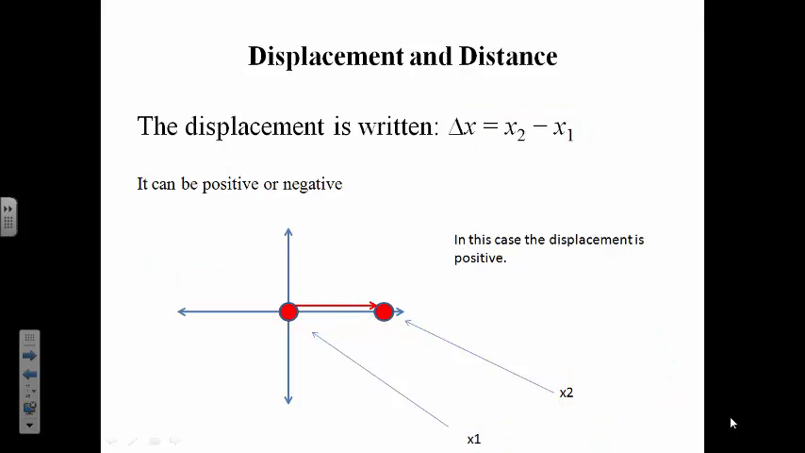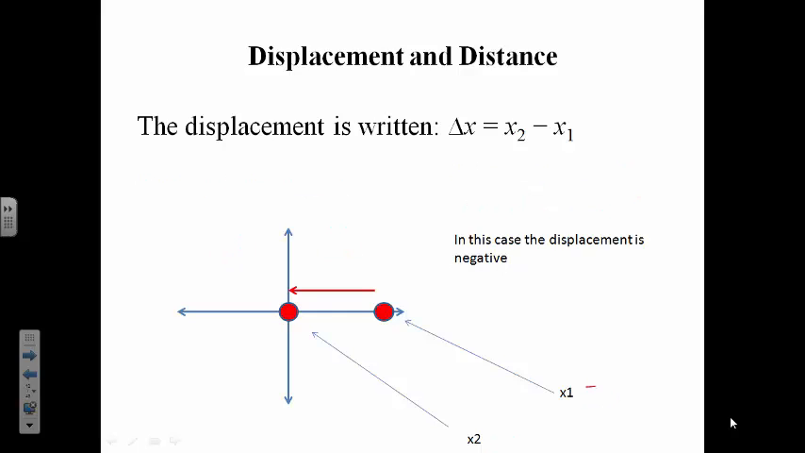Now note that this displacement can be positive or negative. So when we start here with x1 equal to 0, let's say, because we're starting at the origin, and x2, let's say, is 3, in this case our delta x is going to be 3 minus 0, which would be 3 units. So we would displace 3 units. And since it's pointing to the right, it's positive. In our standard convention, usually we call to the right positive, and to the left negative. So you can imagine how we would get a negative displacement.